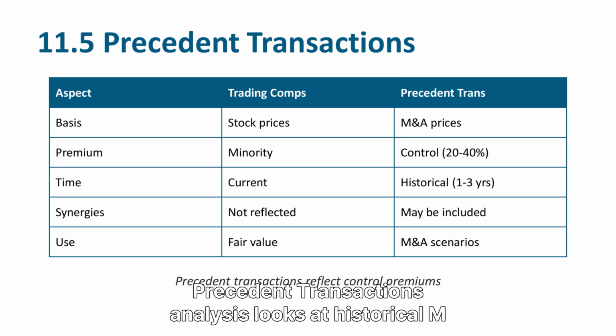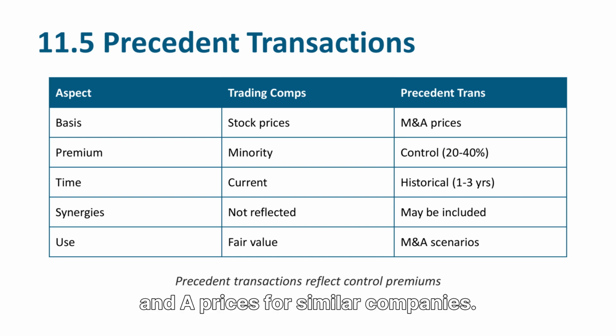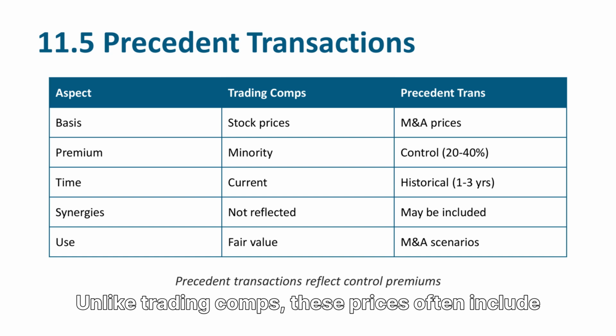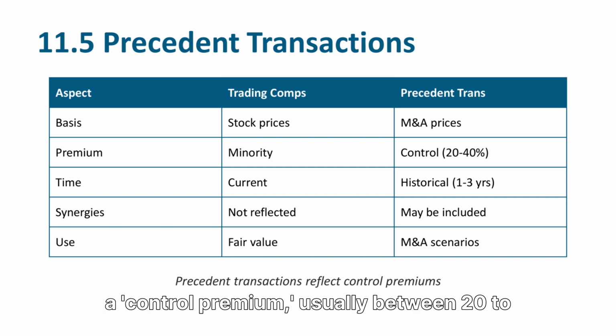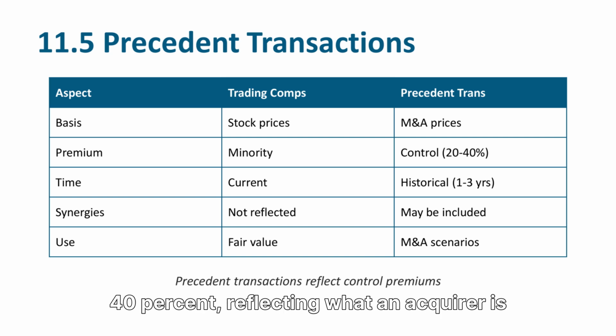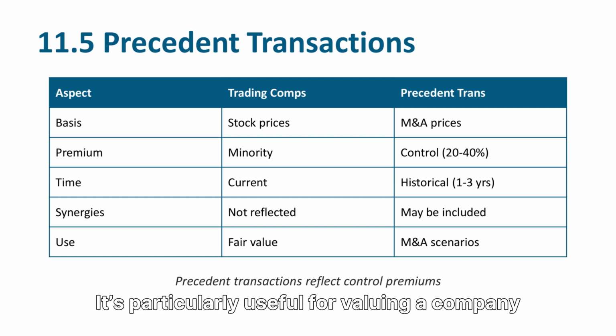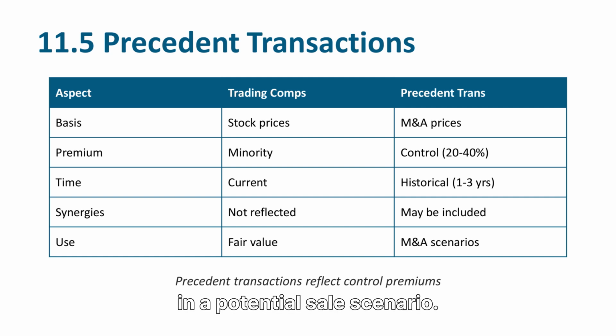Precedent transactions analysis looks at historical M&A prices for similar companies. Unlike trading comps, these prices often include a control premium, usually between 20 to 40%, reflecting what an acquirer is willing to pay to take control of the firm. It's particularly useful for valuing a company in a potential sales scenario.